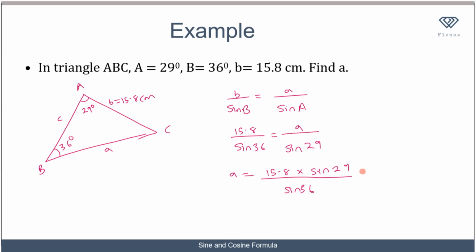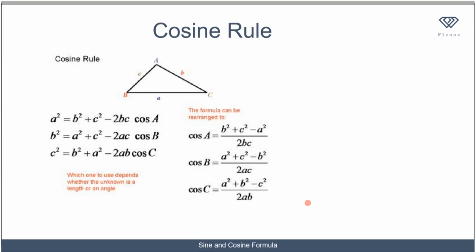So when you punch this into your calculator, 15.8 times sine 29 will give you 0.4848, and sine 36 will give you 0.5878. So that gives you your a value as 13.03, and the unit is going to be centimeter, because that is the unit of length here. So the length a is 13.03 centimeter.